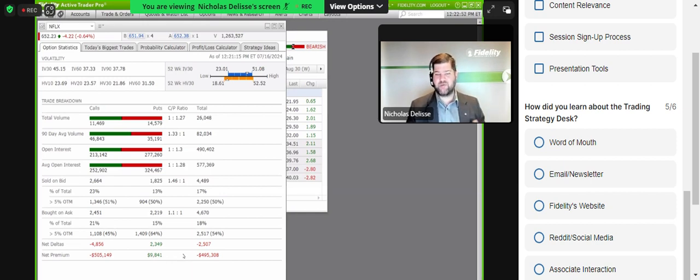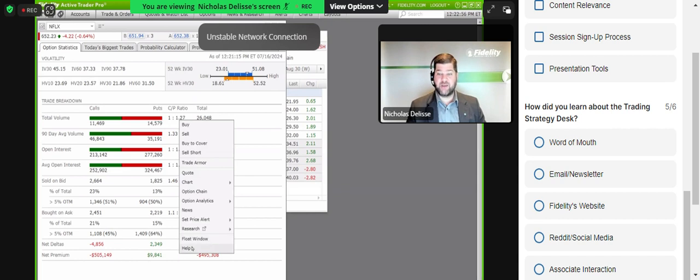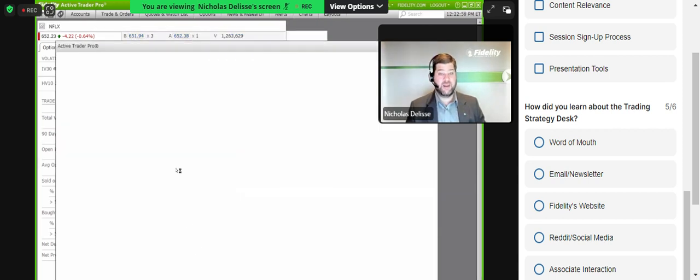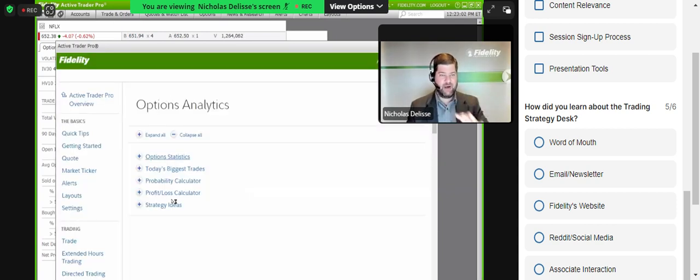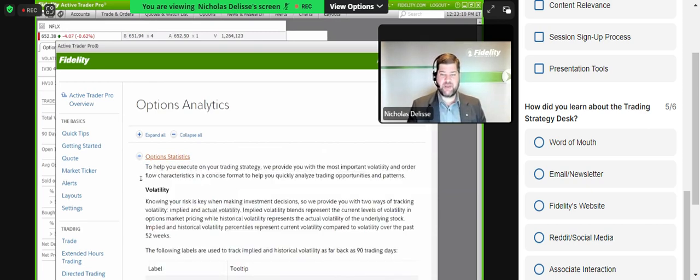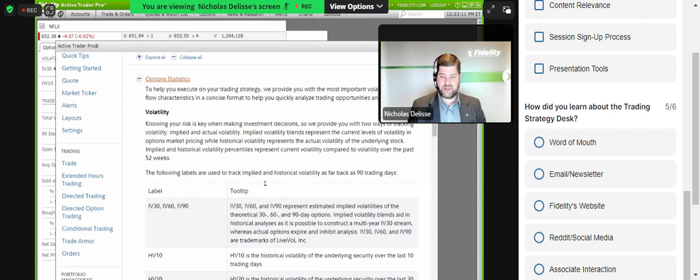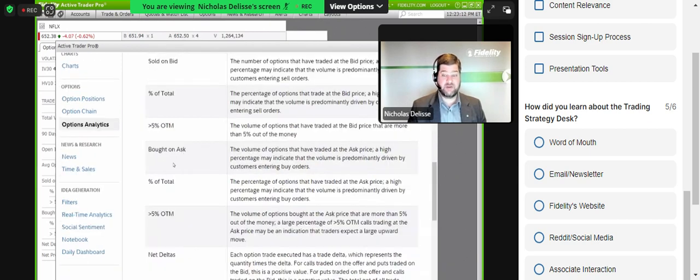An easy way to check yourself if you're not ever sure is simply to right click. You can come down here to help, and this will launch a new window with a dedicated help field that explains each of these fields and what they mean. So you can come down here to option statistics. It explains all these implied volatility fields.